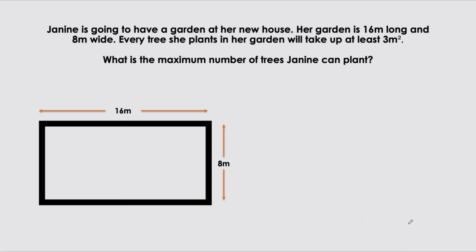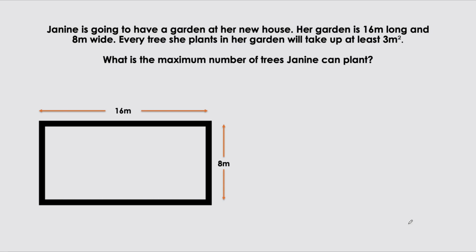Now Janine is going to have a garden at her new house. Her garden is 16 meters long and 8 meters wide. Every tree she plants in her garden will take up at least 3 meters square. What is the maximum number of trees Janine can plant?